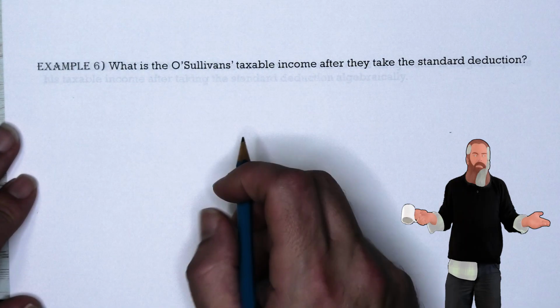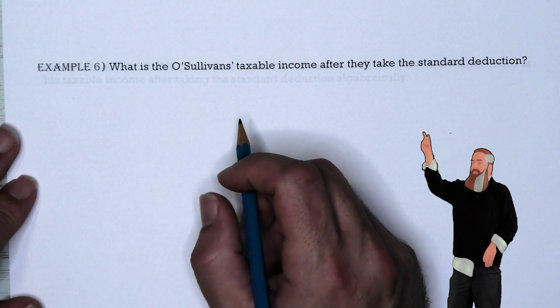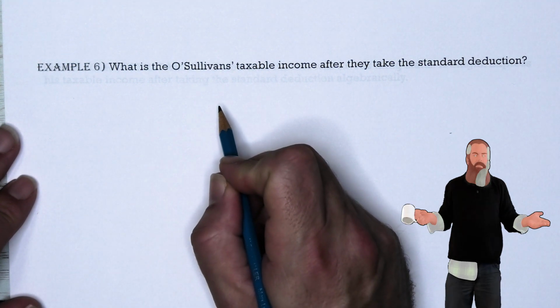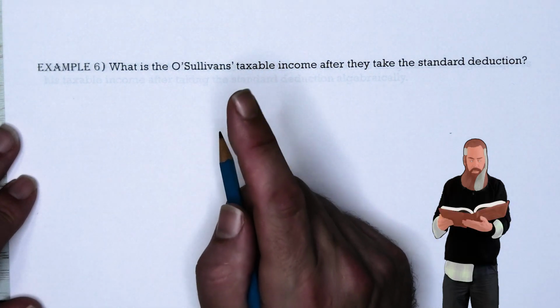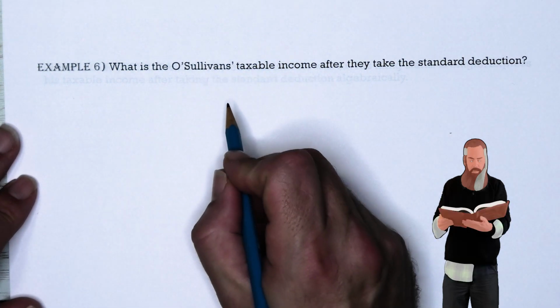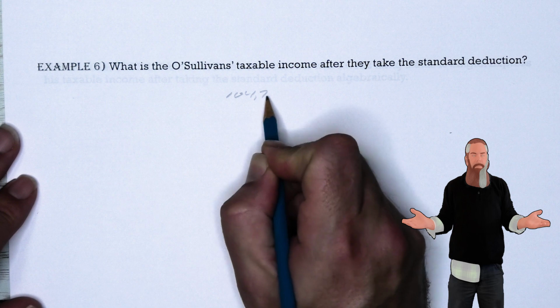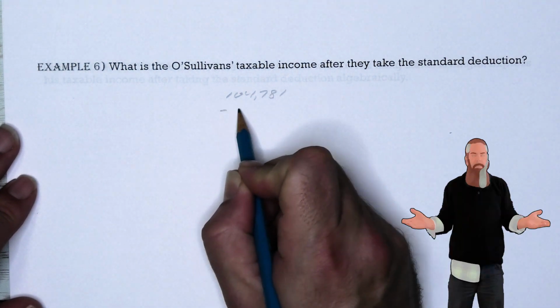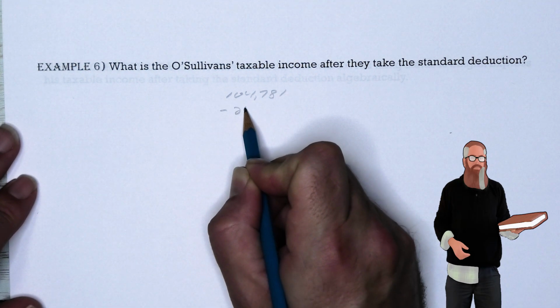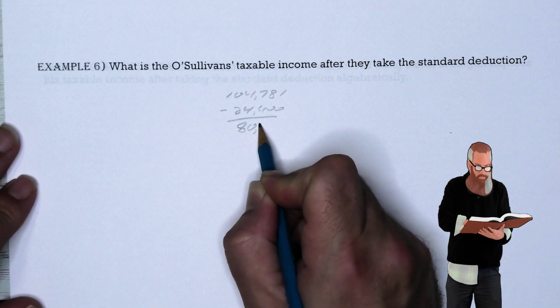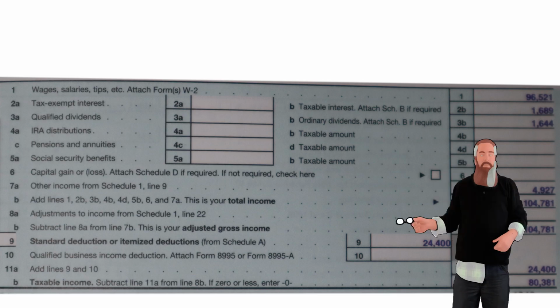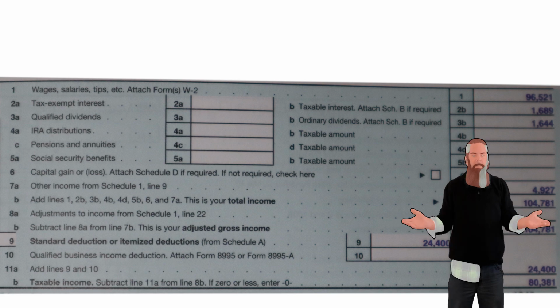What is the O'Sullivans' taxable income after they take the standard deduction? Their taxable income is entered on 11B of Form 1040. They subtract line 11A, their standard deduction, from line 8B, their adjusted gross income. So $104,871 minus their deduction of $24,400 means $80,381 is their taxable income, and it is entered on line 11B as shown.